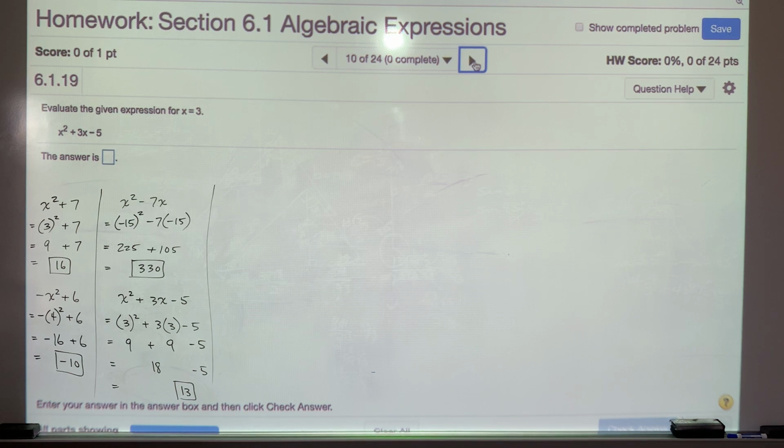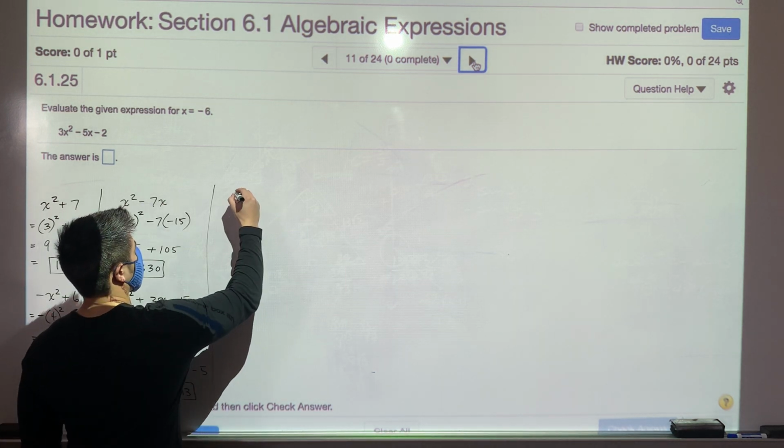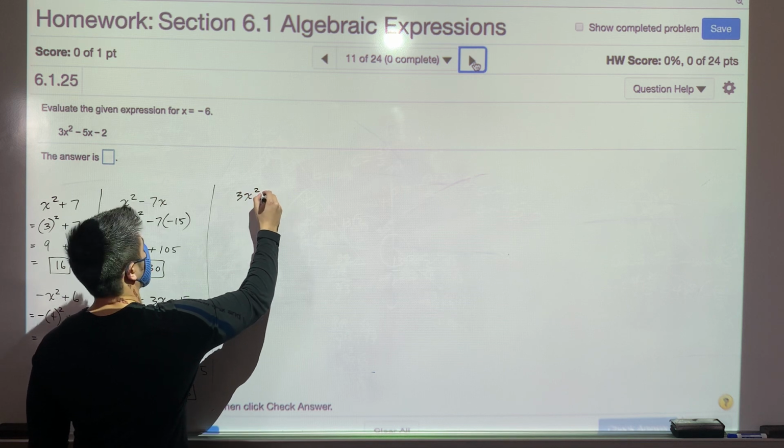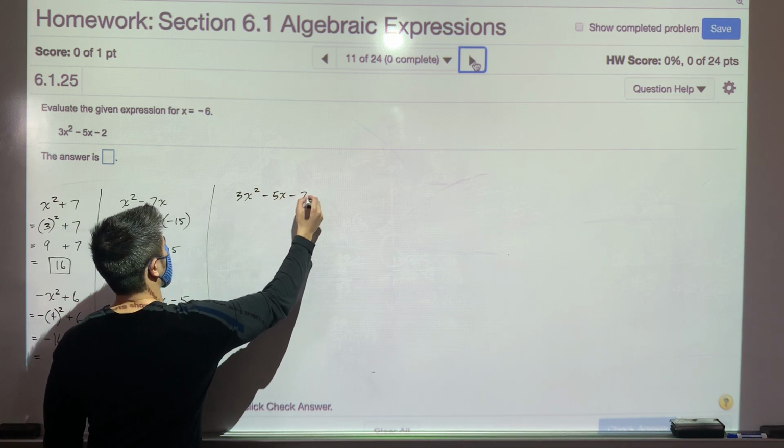Any questions? Things I can help you with? I'm going to move on to 11 unless you want to slow me down. I'm happy to do yours. All right, let's look at another one. Very similar, just different numbers and values to substitute or evaluate for.